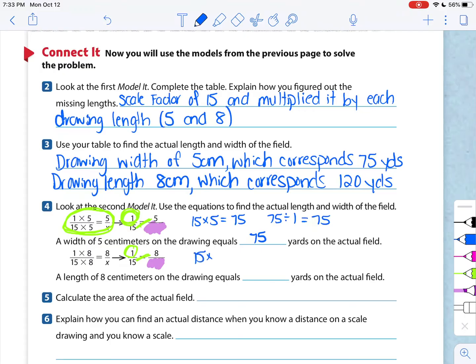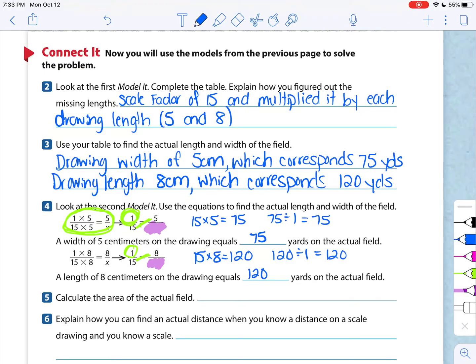15 times 8 equals 120, and 120 divided by 1 equals 120. So a length of 8 centimeters on the drawing equals 120 yards on the actual. So we get the same thing whether we use a table of equivalent ratios or a proportion in cross multiplying and dividing.